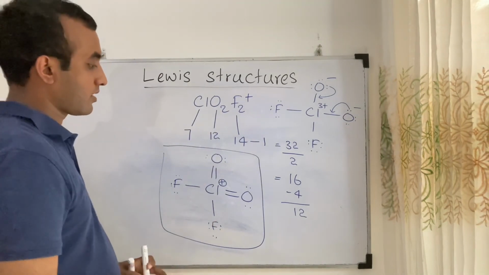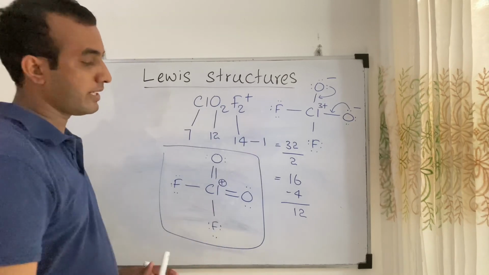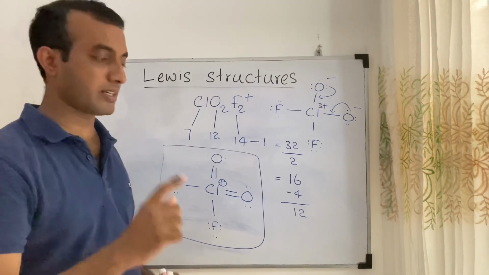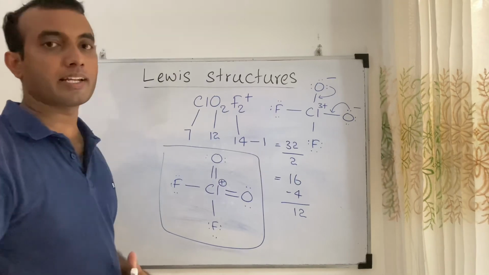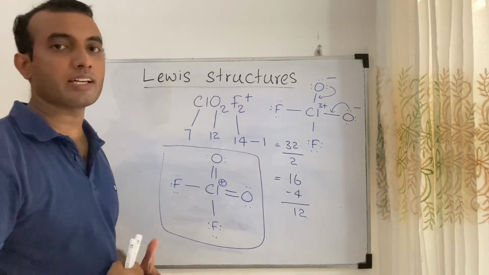And you will ask why we have exceeded the octet here. But remember, chlorine is a third period element, so we can exceed the octet.